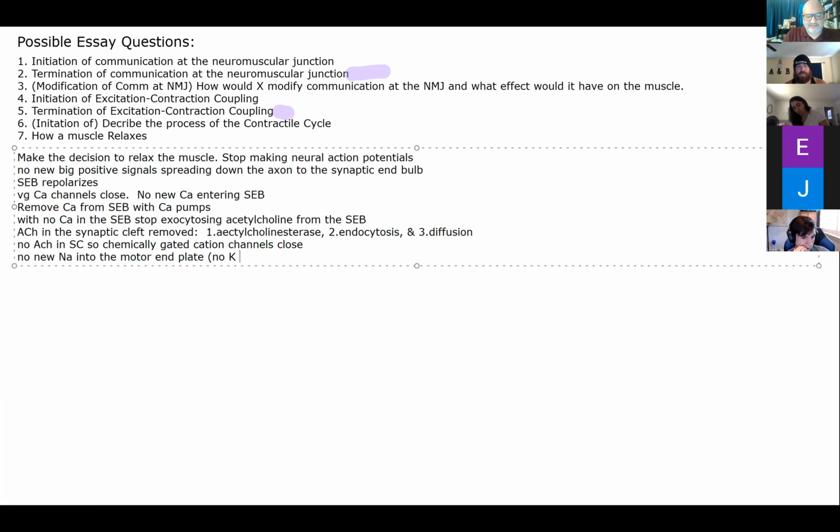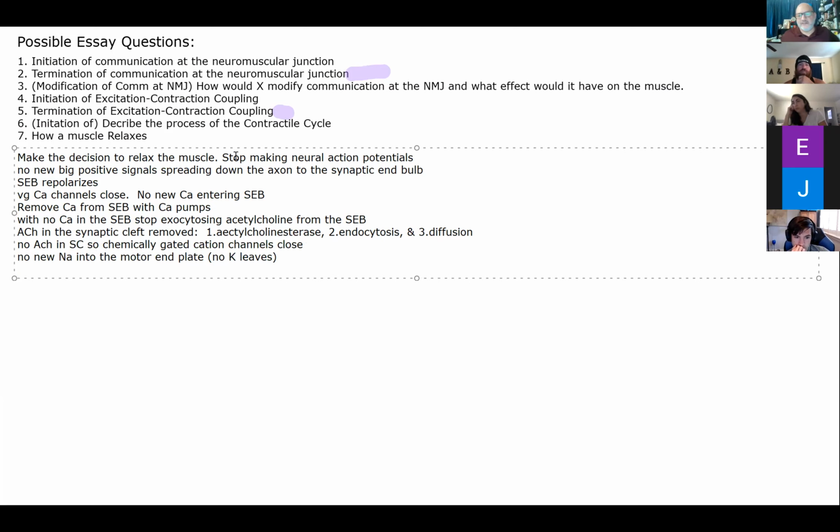Yes, no potassium leaves either, but remember, it's the sodium rushing in that is causing the effect. So really, we don't care about the potassium so much in this case. It's really the sodium coming in that we care about. I put it there just for consistency, but again, it's not important for the relaxation process. Excellent. With no new sodium coming in, what happens? The cell repolarizes. Yeah, our motor end plate goes back to the resting membrane potential. Or I like the way you said it, repolarizes.